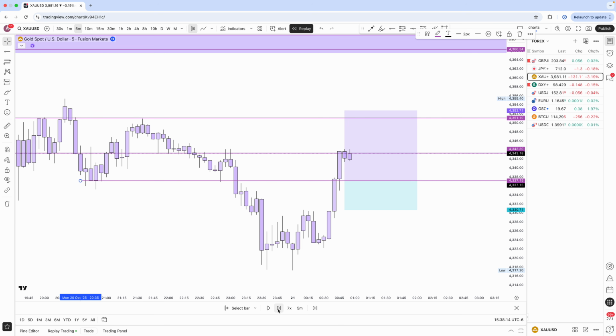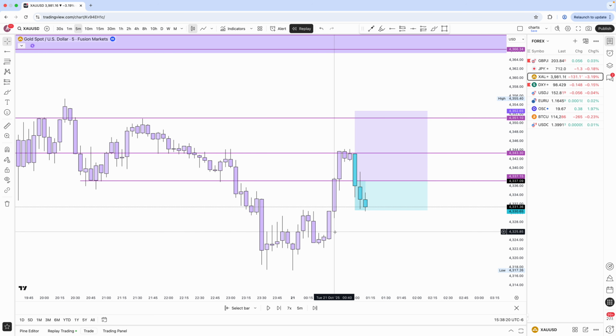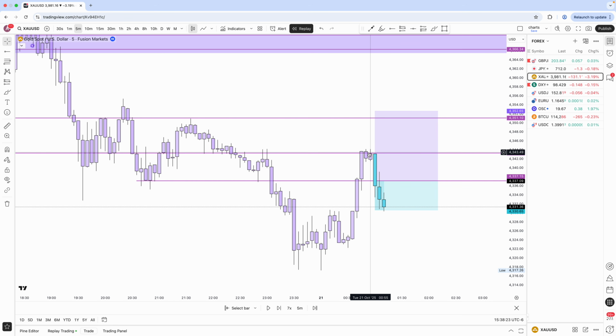I waited for a close, and then I waited for a test. So this is where I got in. So again, I could have, it was 105. That was my exact trade. So right here. So it was a break and test.